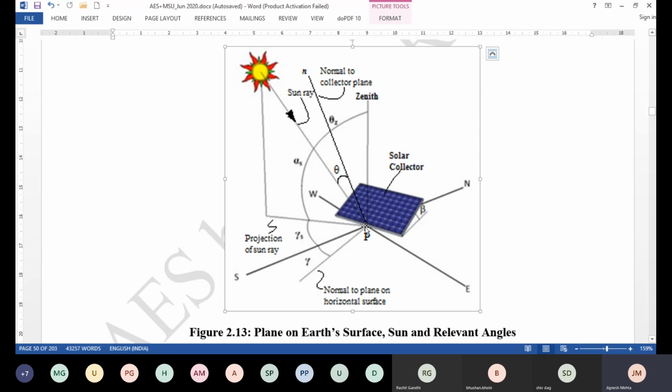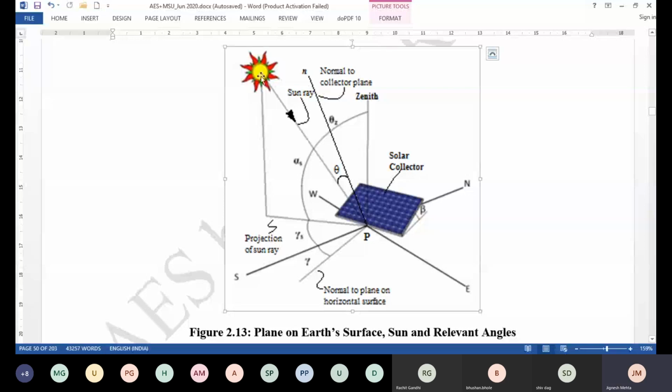Let us first draw a normal, or the perpendicular line, to the solar collector. You can read this, it's written N and it is normal to the collector plane. So this line is normal to the collector plane.